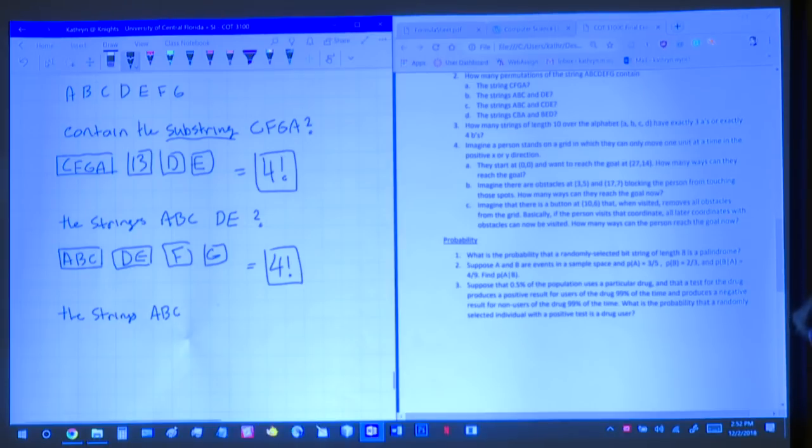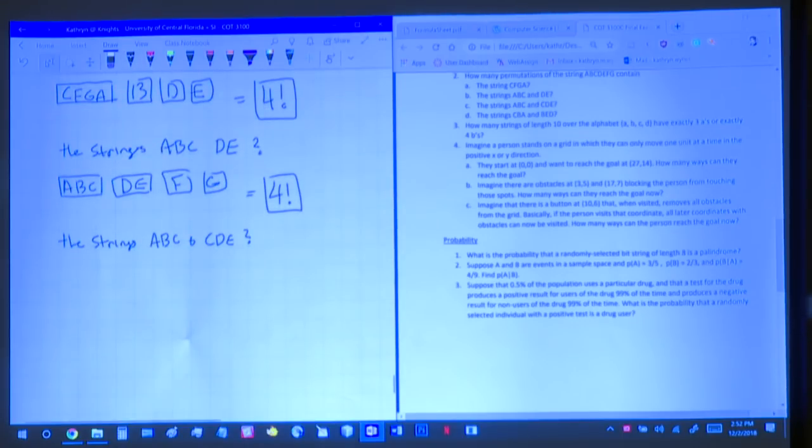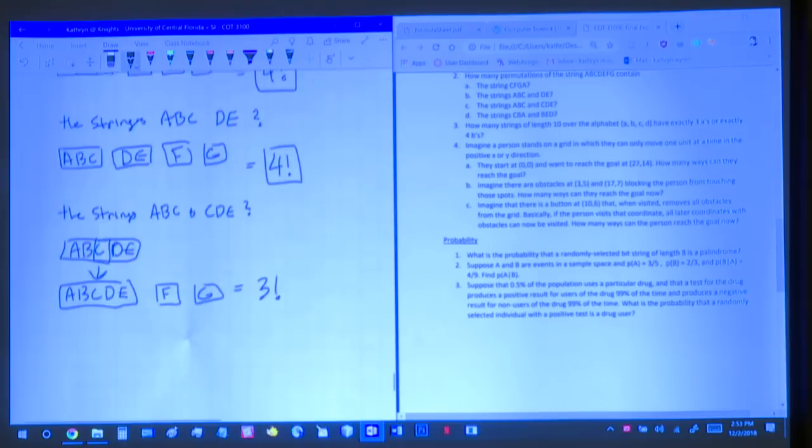The next one is the strings A, B, C, and C, D, E. This one is basically, you have A, B, C, and then C, D, E also has to be like this. So it's basically a bigger substring of A, B, C, D, E, because they overlap. So it all has to be like this exactly. And then we'd be left with F and G, so this would be 3 factorial. Any questions about this one?